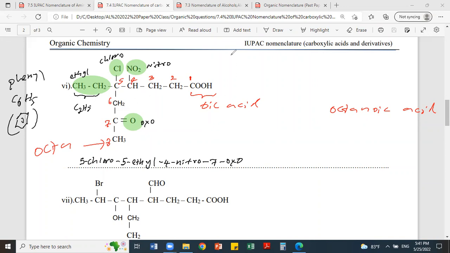So then ethyl, 4-nitro, and after that you have to write 7-oxo. Without leaving a space, you write after 7-oxo, octanoic acid. After writing octanoic, you have to leave a space. That is the correct name, right? Then number 7. Can you copy that down? When you're done, tell me.